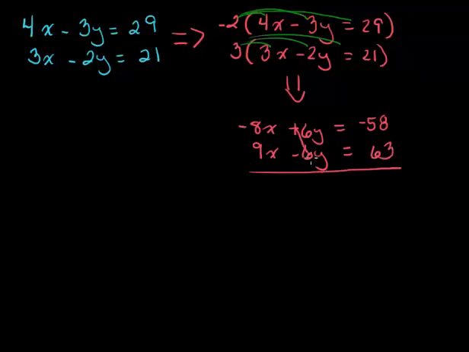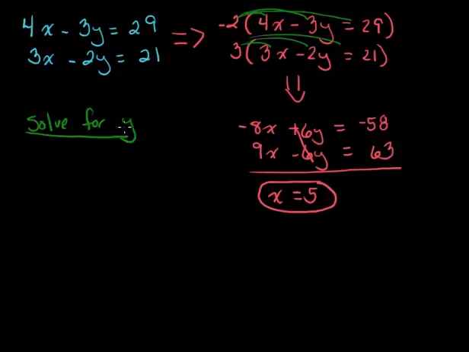So our 6y's cancel out. And negative 8 plus 9 is 1. So we don't write the 1. We just get x equals 5. So we have part of our solution. Now we want to solve for y.